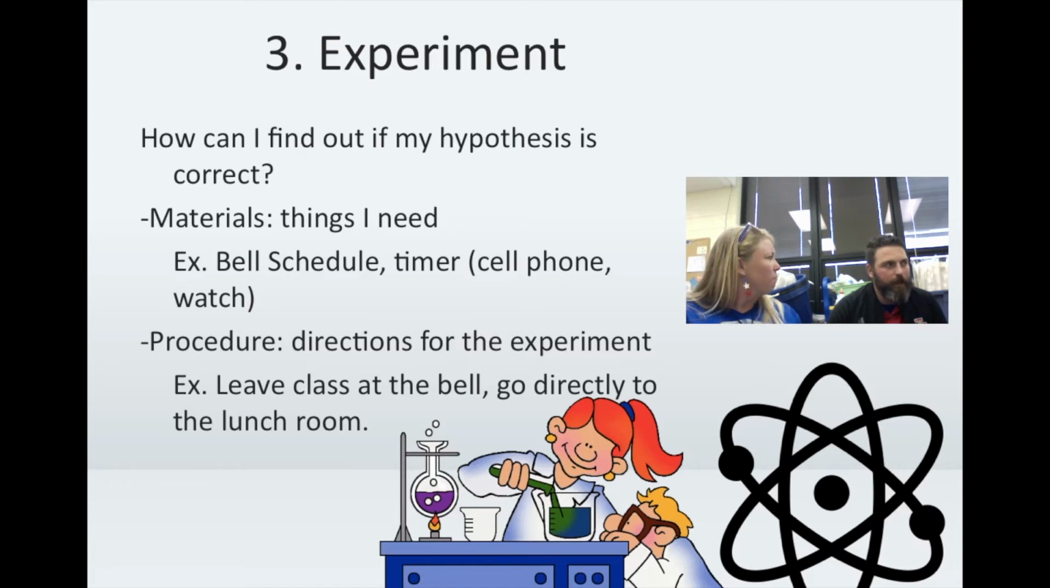Maybe what time we get out of class. Oh, yeah, so maybe like a bell schedule. So, you know, okay, I leave here at 9:50. Lunch starts at 9:55, which I know is the wrong time now that I said that out loud. Okay? And then we're going to have our procedure, which is our directions for the experiment.